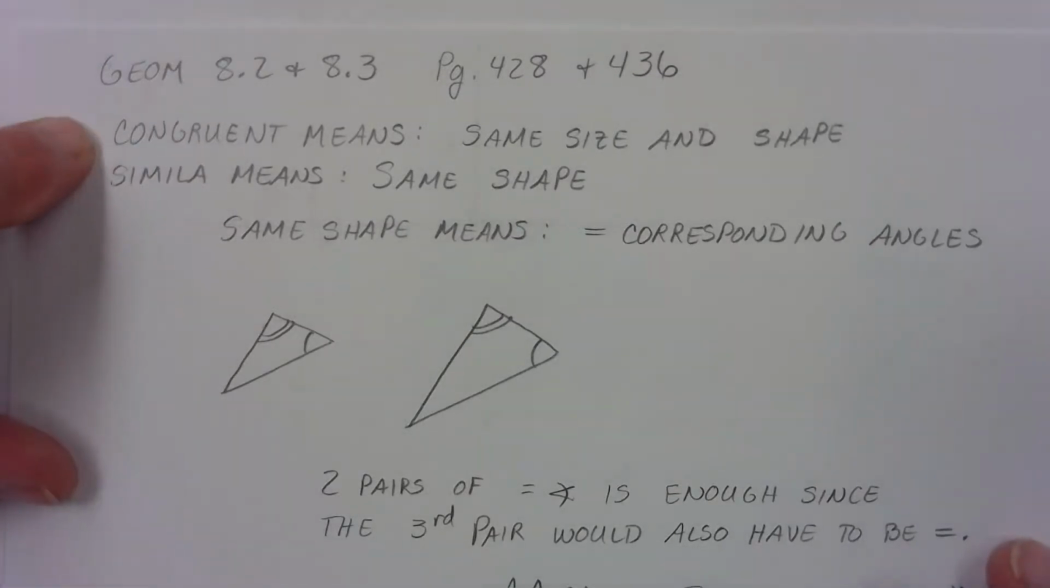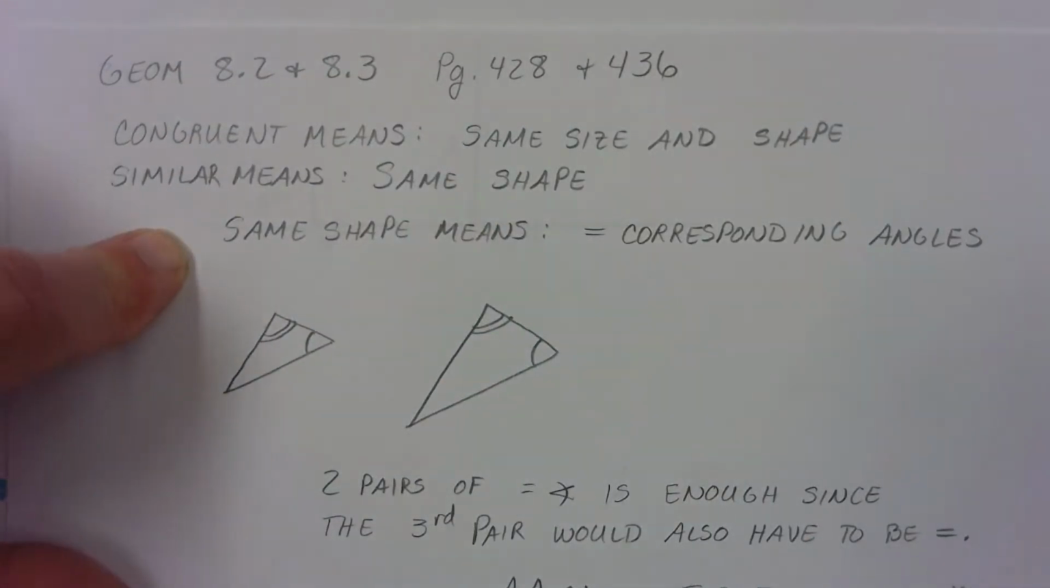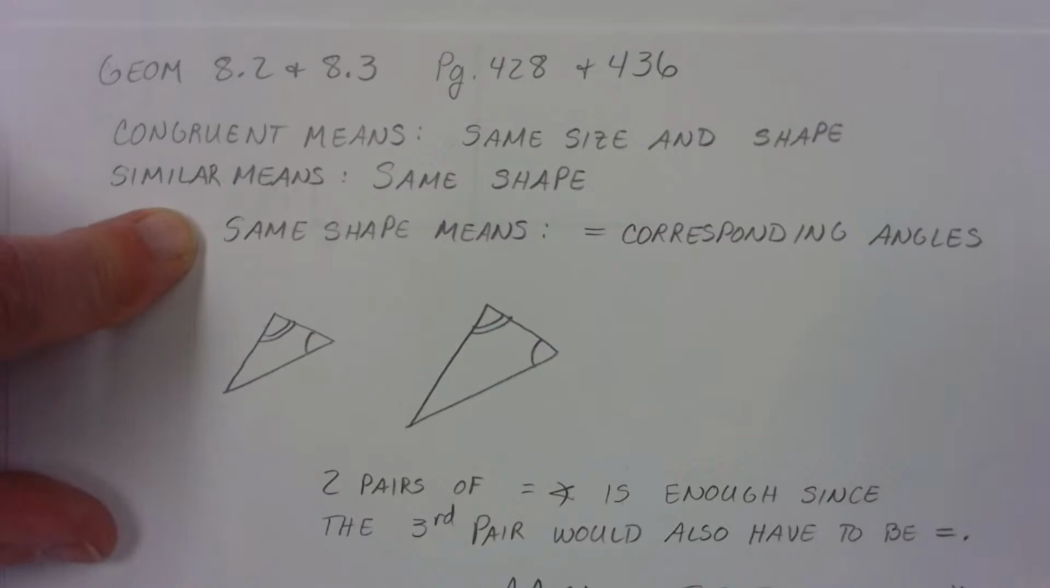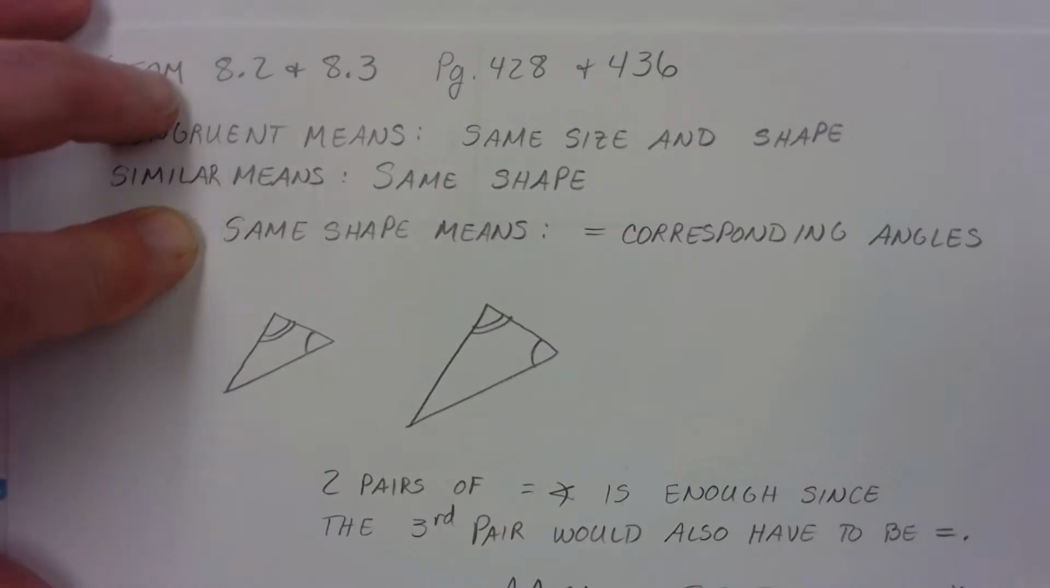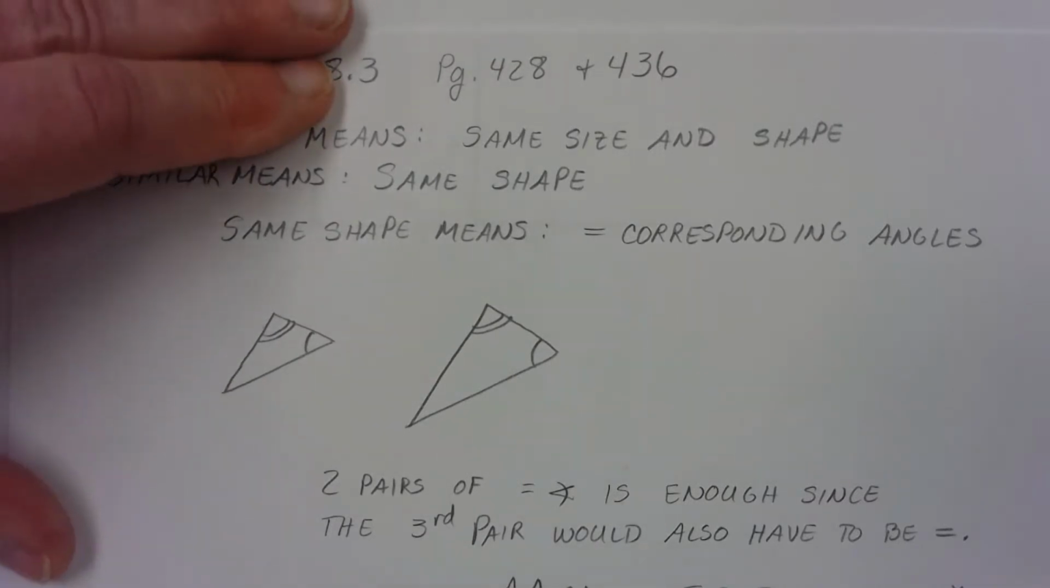Congruent means the same size and shape. Similar, I would finish that. Similar means same shape, as we discussed in the last section. Same shape means equal corresponding angles, because it is the angles that give any similar objects their shape. It is the angles that have to be the same so that they can have the same shape.